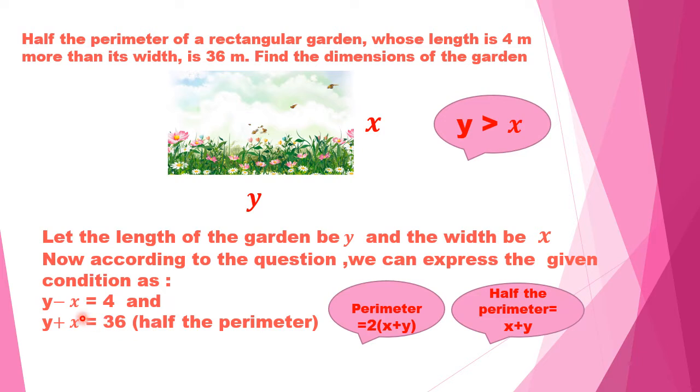How did we get this condition? It is already in the question. Length is 4 meters more than its width. Means the difference of length and width is 4 meters, which is in the first equation.